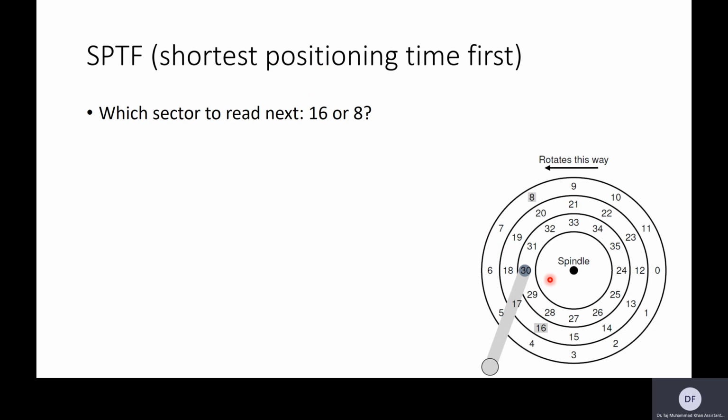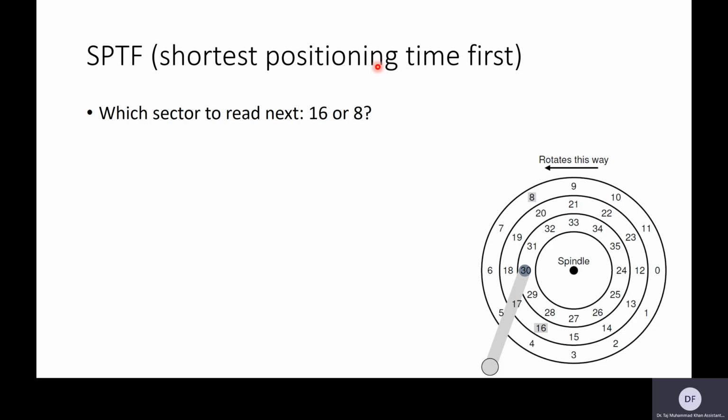Okay. So let's say we have the head on sector number 30, and you have two requests asking you to read or write data, one from sector number 16 and the other from sector number 8. Okay. So how would you decide for which sector the positioning time is lower, so that you can schedule the request with the shortest positioning time first? Since positioning time involves seek time as well as rotation time, you have to see which of these two times is greater.